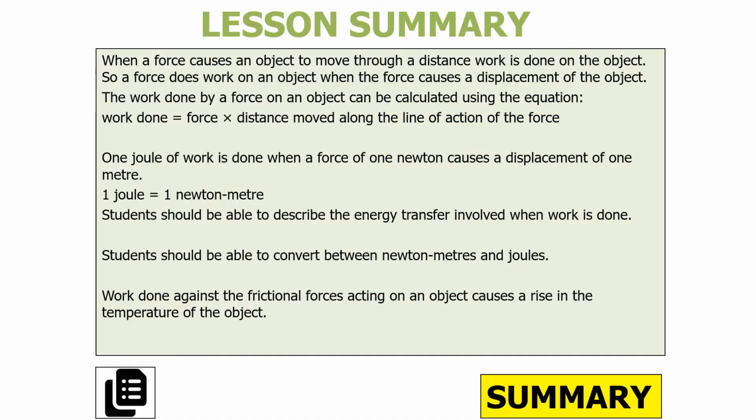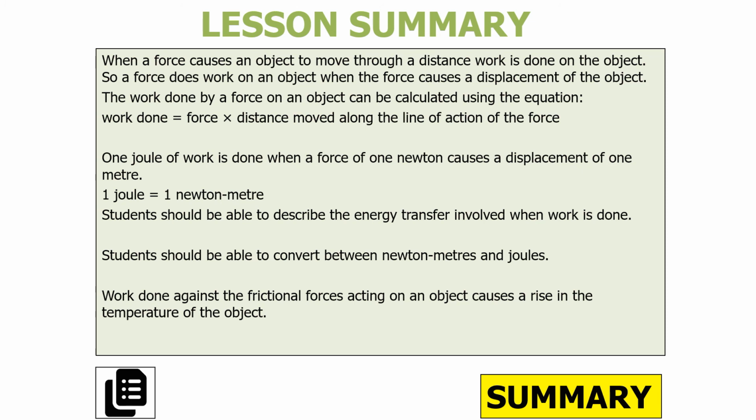Let's summarize what we've learned in today's lesson. When a force causes an object to move through a distance, work is done on the object. A force does work on an object when the force causes a displacement of the object. The work done by a force on an object can be calculated using the equation work done is equal to force times distance moved along the line of action of the force. 1 joule of work is done when a force of 1 newton causes a displacement of 1 meter. So 1 joule is equal to 1 newton meter.